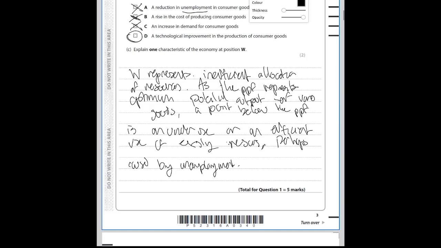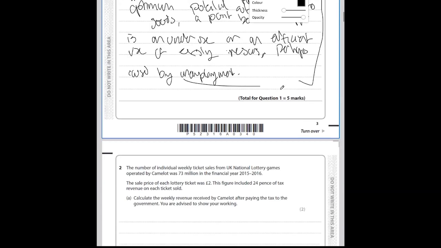This is maybe a little bit more than I actually need to say, but I want to be thorough in answering the question, right? So I've identified what is happening at W. I've identified that it's an inefficient allocation of resources, and then I've explained what that means in the context of what a production possibility frontier is, and also one possible explanation for why this is an inefficient allocation of resources, which would be unemployment, not using our full workforce.